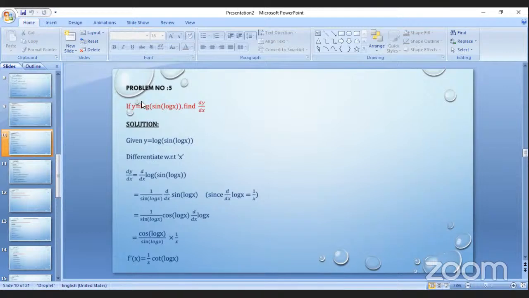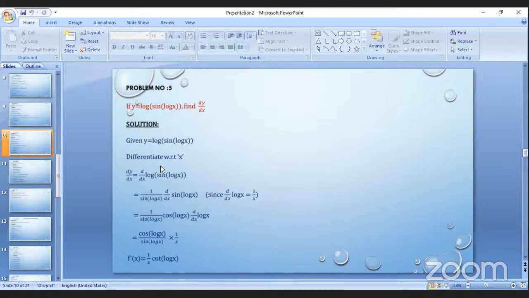Y is given. Y derivative with respect to x is dy by dx. Okay. d by dx of log of sine of log x. Log of sine of log x, here sine of log x is treated as x. So log x derivative is 1 by x.